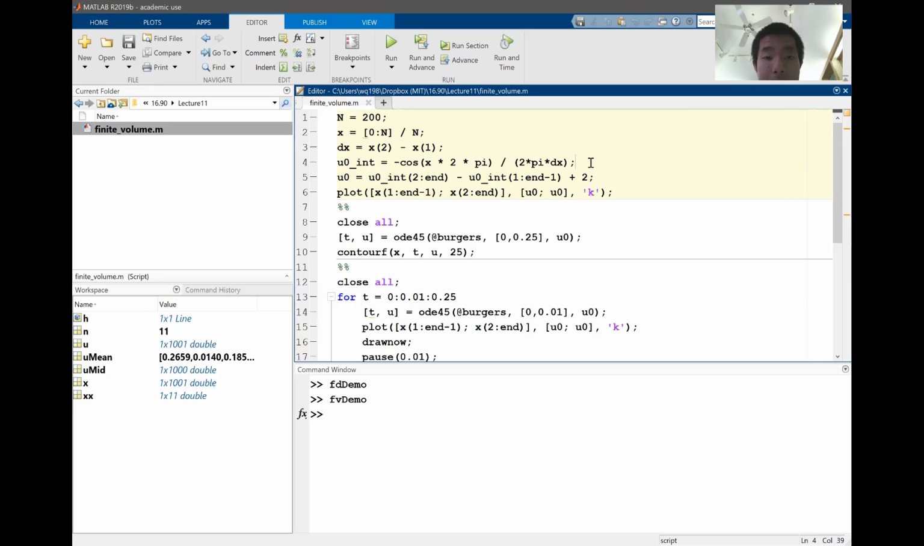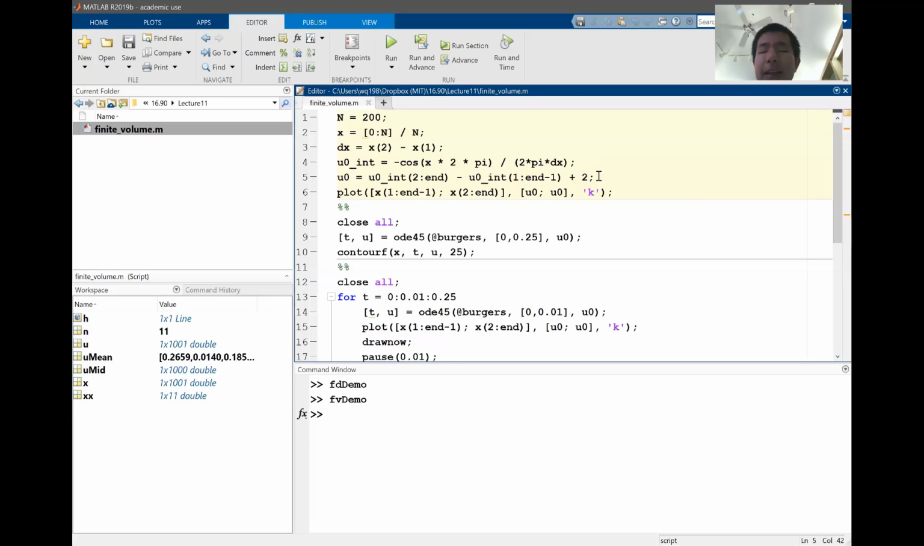Our initial solution is a sine wave. But in order for us to initialize our solution, we have to figure out the volume averages of the sine wave. And how did we compute the volume average? Well, we computed it through the definition of the average by integrating the function, right? The integral of a sine function is minus cosine. So this is the integral of the function from 0 to a grid point x.